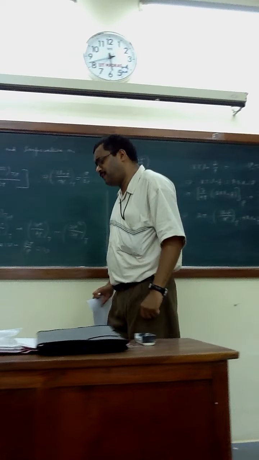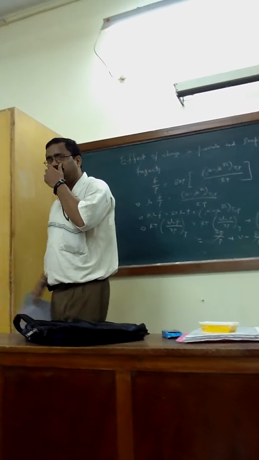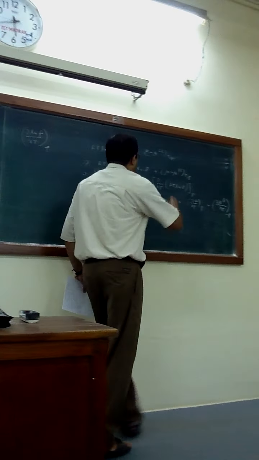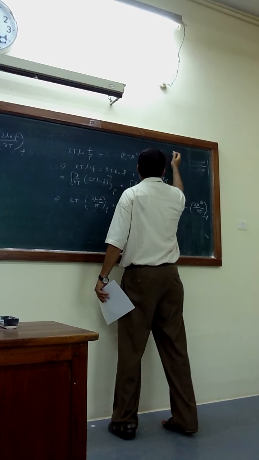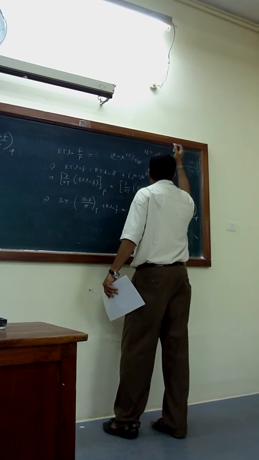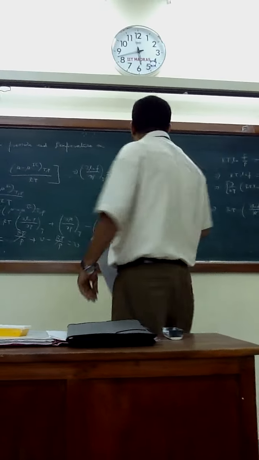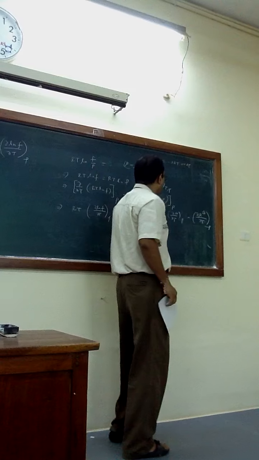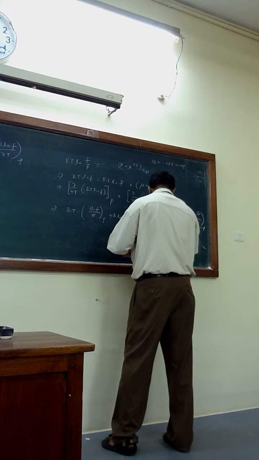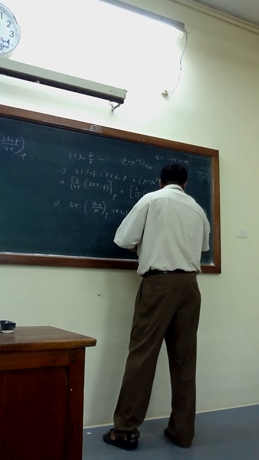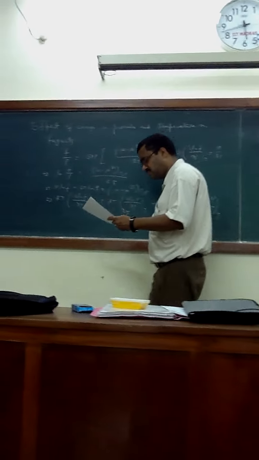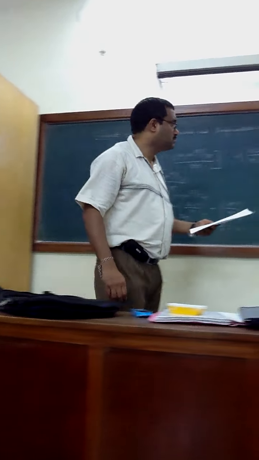Dou mu by dou T at fixed P is dou G by dou T at fixed P. What did you get? S or minus S? Minus S. It comes from the definition, because you know that dG equals minus S dT. So dou G by dou T at constant pressure is minus S. So you are getting minus S plus Sig.